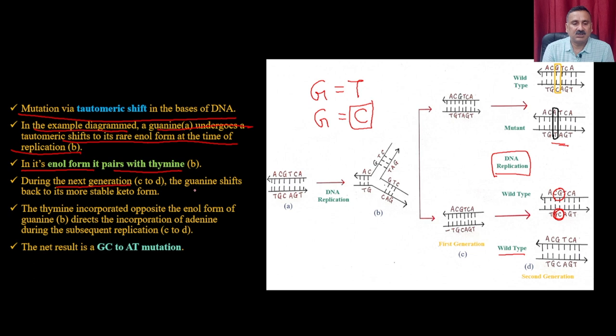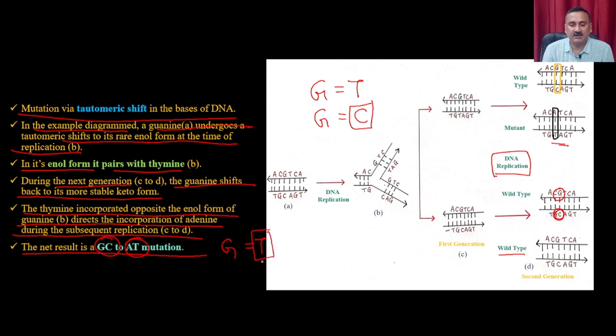So, during the next generation, the guanine shifts back to its more stable keto form. The thymine incorporated opposite the enol form of the guanine directs the incorporation of the adenine during the subsequent replication. The net result is a GC to AT mutation. So, G is making a base pairing with T. As a result, in the first generation the T is synthesized, and then in the second generation, G is again reverting back from the enol form into the keto form.